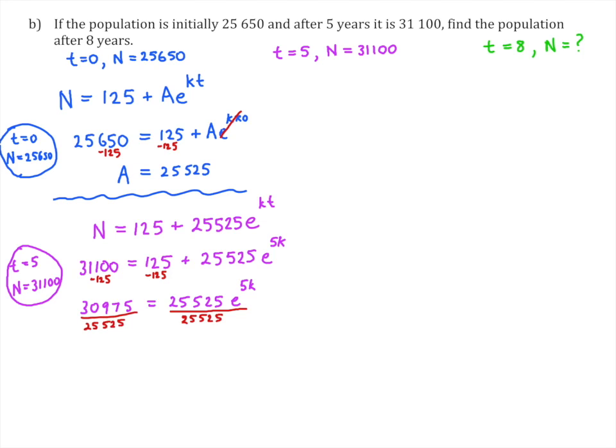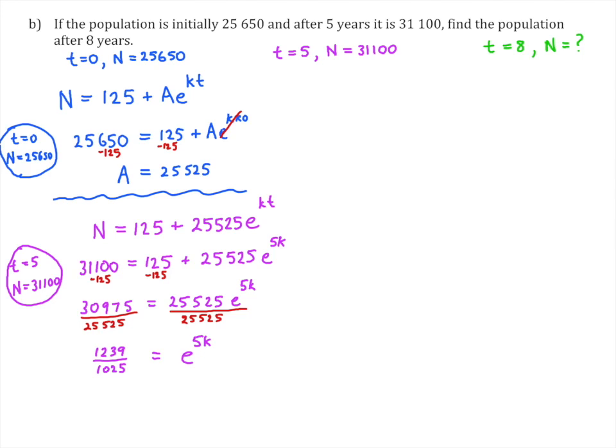And that will leave me with, if I cancel, 30,975 over 25,525. Put that into the calculator, it will cancel down to 1239 over 1025. I'll leave it as a fraction. I don't want to write it as a messy decimal. And that equals e to the power of 5k.